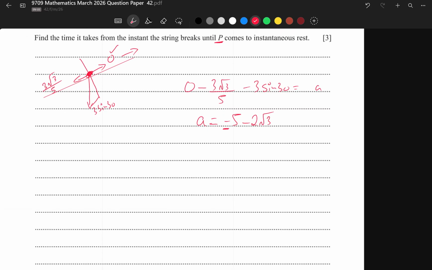Now we have an initial speed of 2 meters per second given in the question, and final speed is 0. So we'll use the formula t is equal to v minus u divided by a, where v is equal to 0, u is equal to 2, acceleration is equal to minus 5 minus 2 root 3, which gives t equal to 0.236 seconds.